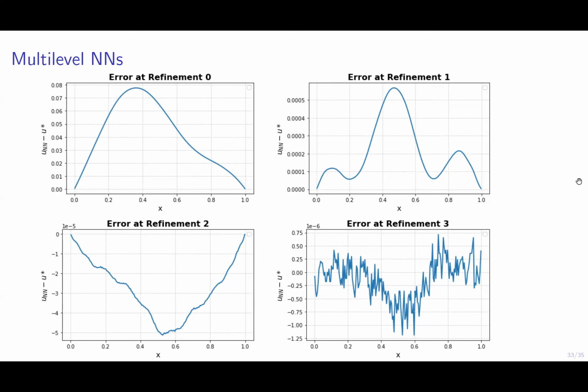But another thing to keep in mind is the scale. Here, my biggest value is 0.08. Here, it's 0.0005. At the second refinement, now we're at 10 to the minus 5 orders of magnitude. We're starting to see very oscillatory behavior here. And at the end of training, we're of the order of 10 to the minus 6, and all we have are really high frequency components in our error.